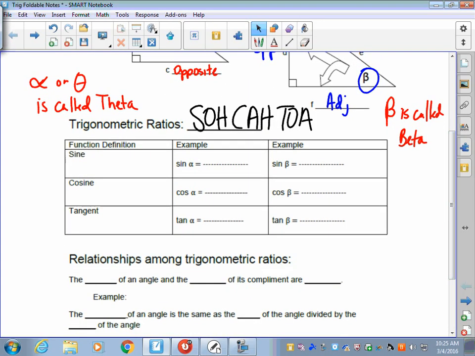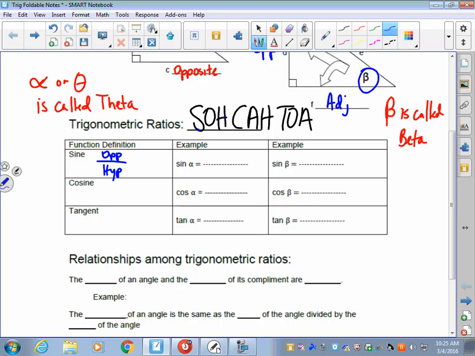But SOHCAHTOA, so S stands for sine, okay? S is for sine. O and H. O is the relationship. To get the relationship with sine, you do the opposite over the hypotenuse. So sine is always the ratio of the opposite side over the hypotenuse. So that's the SO for SOHCAHTOA.